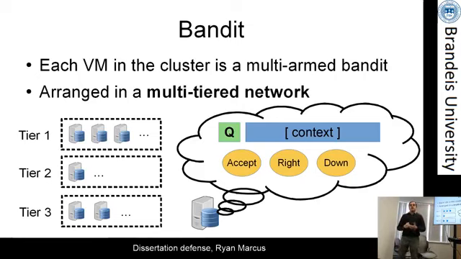Or should I say, wow, I don't have nearly enough memory or resources for this. I'm not going to be able to do this, and no one on my tier is going to be able to do this. So I'll pick door number 3, which is labeled down. When the down door is chosen, the query is passed from this tier down to the first virtual machine on the next tier. Each one of these virtual machines runs this algorithm simultaneously, and they each keep track of their own experience, and they each try to learn how to play this game ideally.